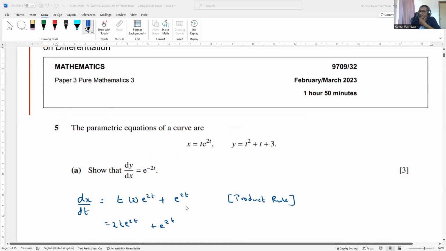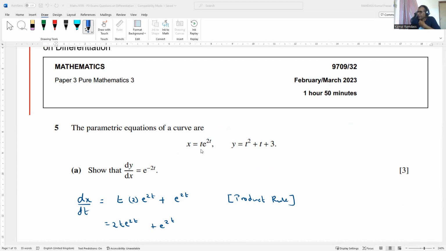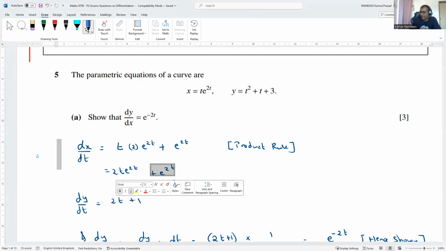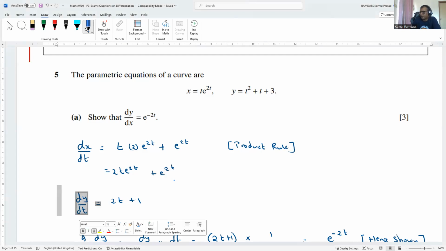Question numéro 5, the parametric equations of a curve are x is equal to t e to the power of 2t and y is equal to t squared plus t plus 3. Première partie de la question, show that dy by dx is equal to e to the power of minus 2t. Et déjà là, nous besoin faire dx by dt et dy by dt. On veut differentiate x with respect to t.